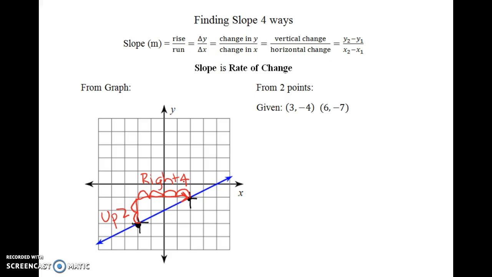Up and right are both positive directions. So my slope, I'm going to write positive 2 over positive 4. Because remember, the vertical change comes first. That's always in our numerator. I can reduce this. Positive divided by positive is a positive number, and 2/4 becomes 1/2. So that's my slope.